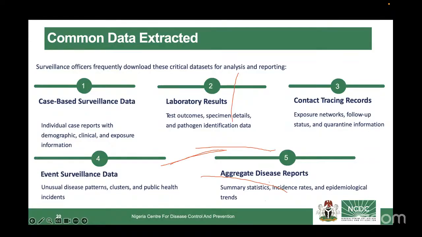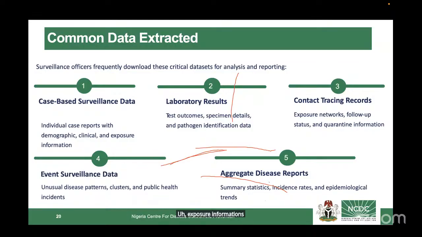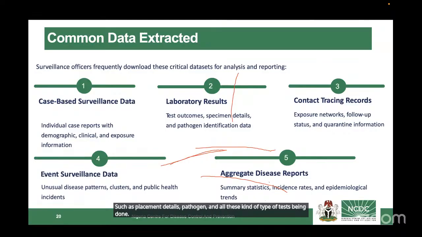So the common data extracts, we have different data sets we can extract from the download manager. First of all, we have the case-based data, which are the major demographics, clinical data, and also exposure information that we can easily access to download. We have our laboratory reports, laboratory results, such as specimen details, pathogen, and all these kinds of tests being done. We have the contact tracing record.